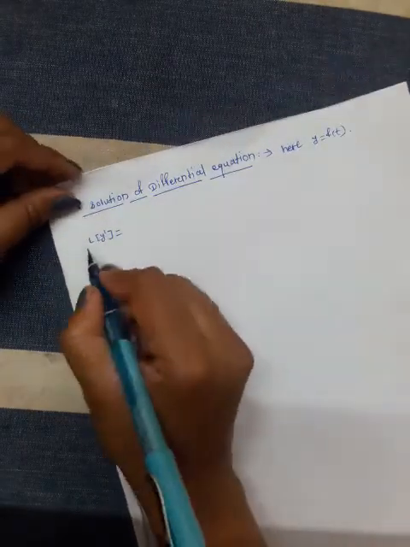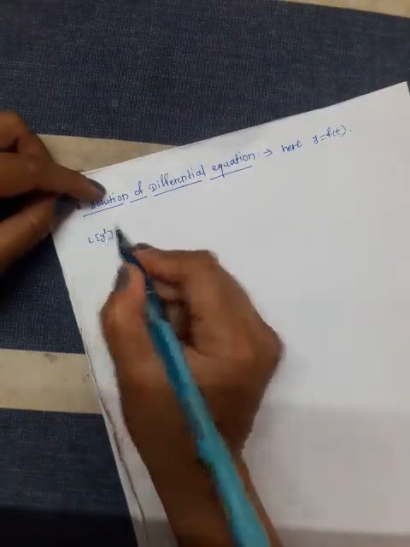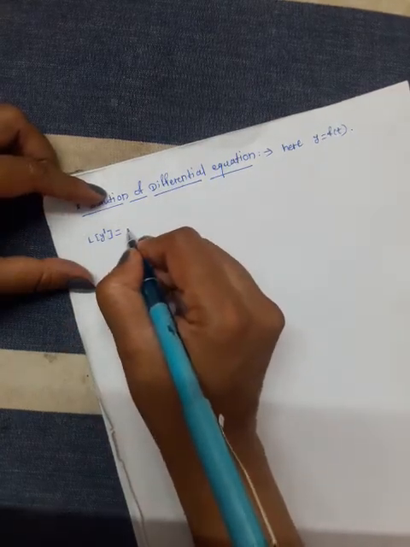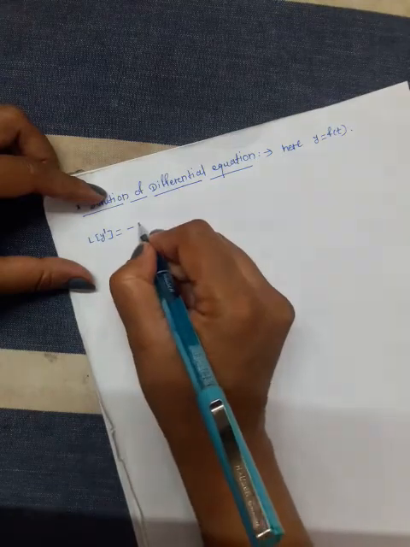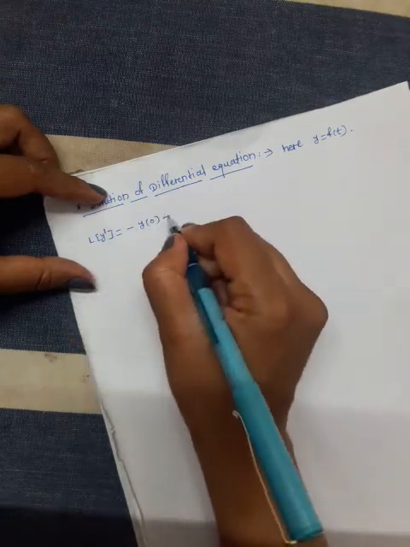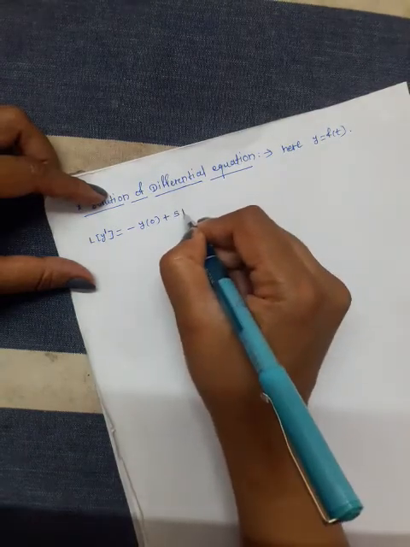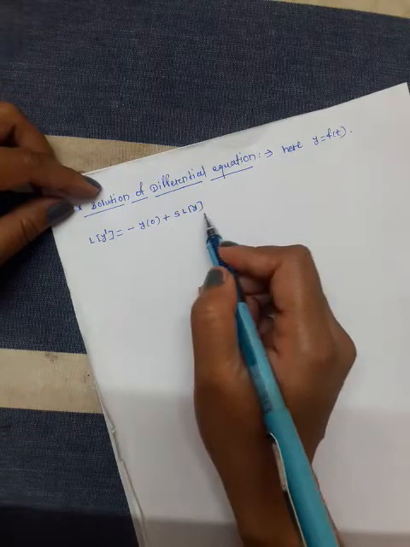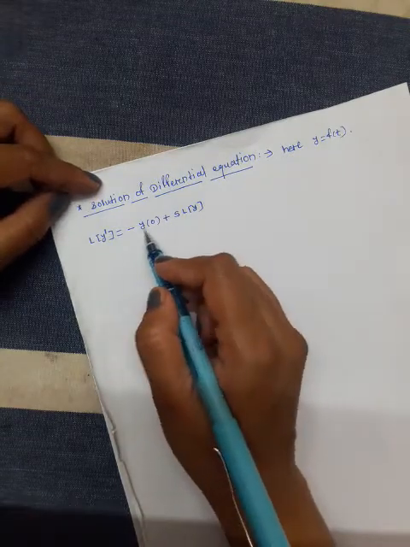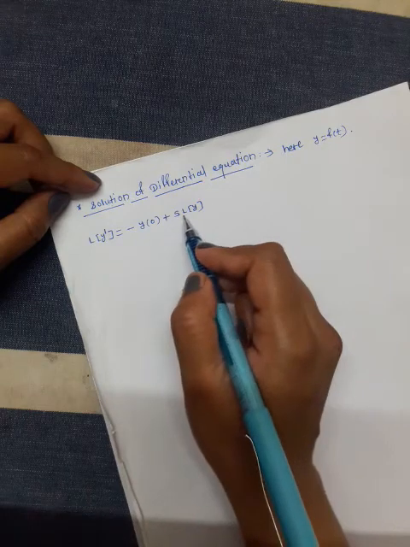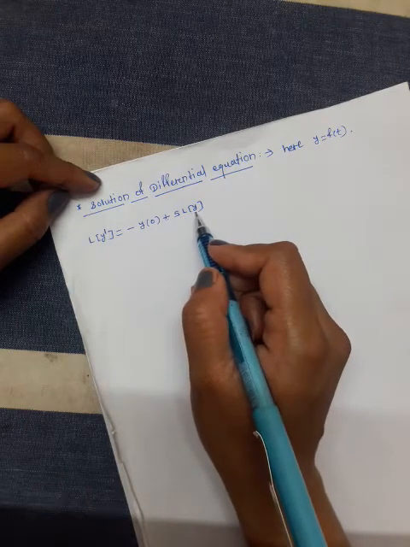The first formula is L of y dash. Dash means derivative here. L of y dash: the first term starts with minus y of 0, and the last term is plus s into L of y. This is the first formula. Remember that: all the first terms are negative and the last term will contain L of y.